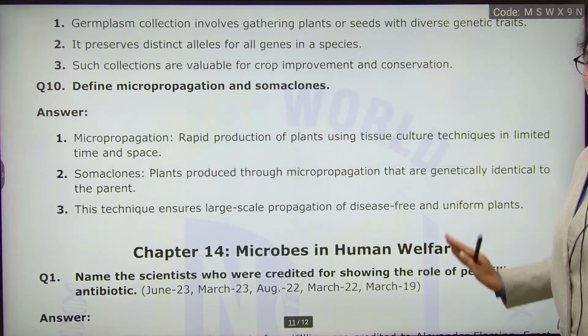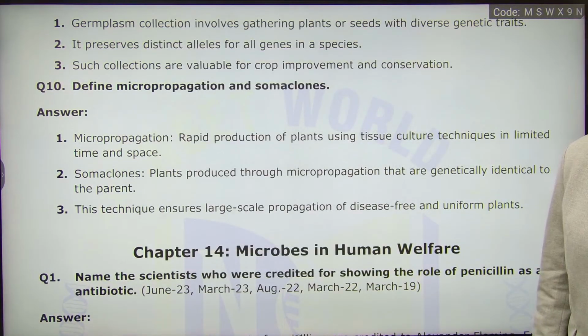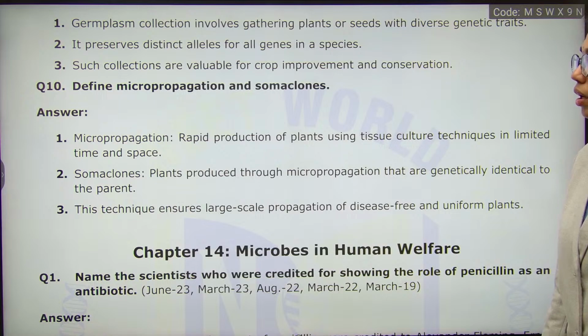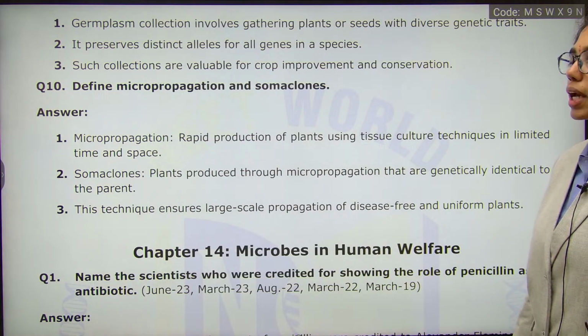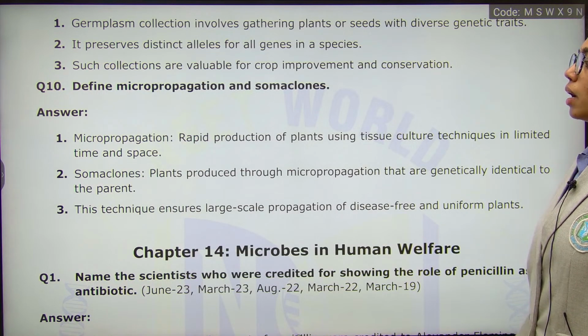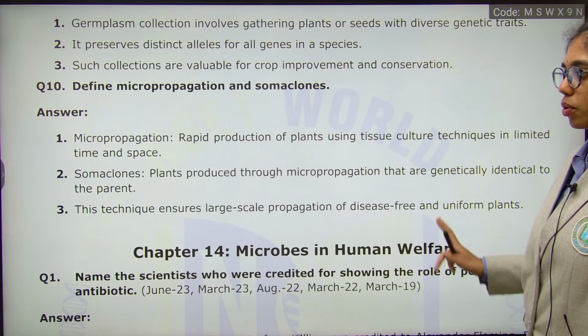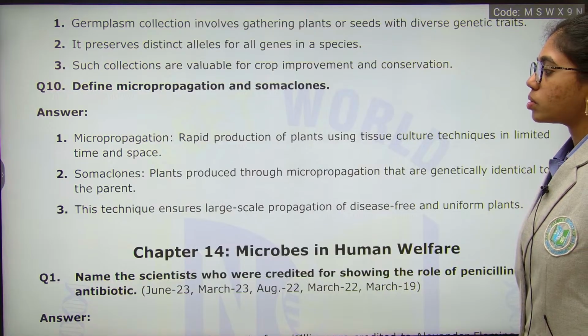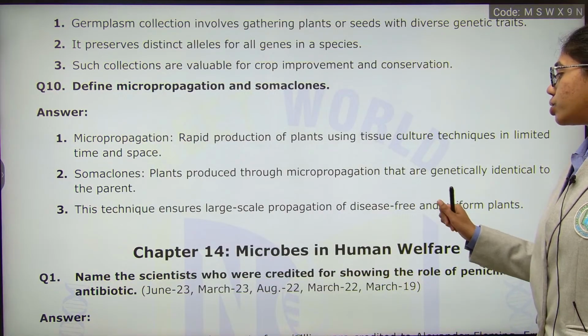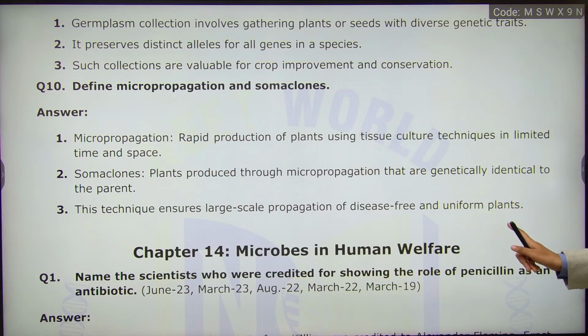Last question of strategies of food production. Here we go. Define micropropagation and somaclones. Rapid production of plants using tissue culture technique is micropropagation. Somaclones are plants produced through micropropagation that are genetically identical to the parent.